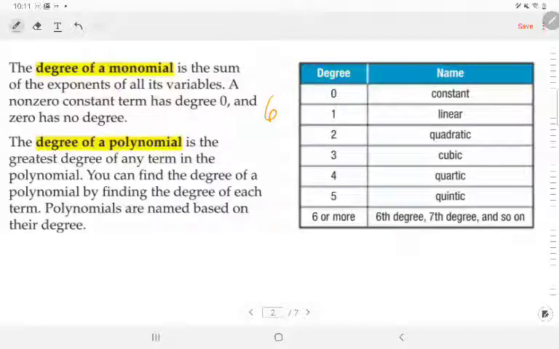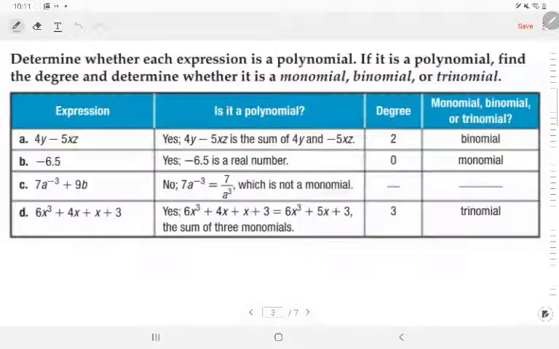So you can find the degree of a polynomial by finding the degree of each term. Polynomials are named based on their degree. So a linear is first degree, quadratic, second degree, cubic, third degree, and so forth, okay? All right. So in this, it says determine whether each expression is a polynomial. If it is a polynomial, find the degree and determine whether it is a monomial, binomial, or trinomial.